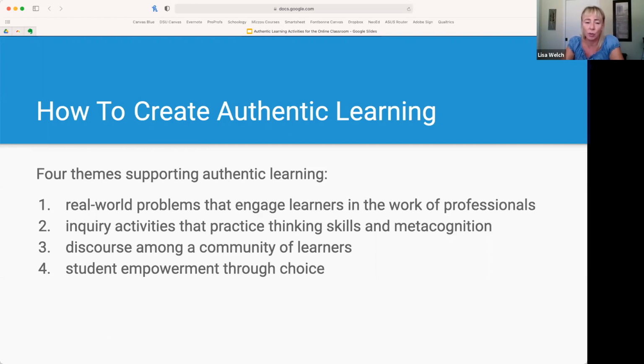Choice is huge. If you give a student a choice to develop their learning in something that really interests them, they'll get a much deeper learning of what it is you are trying to teach them, because they will relate it to things that interest them and possibly things that they're going to need to be able to do in the future. So how do you get started with this?